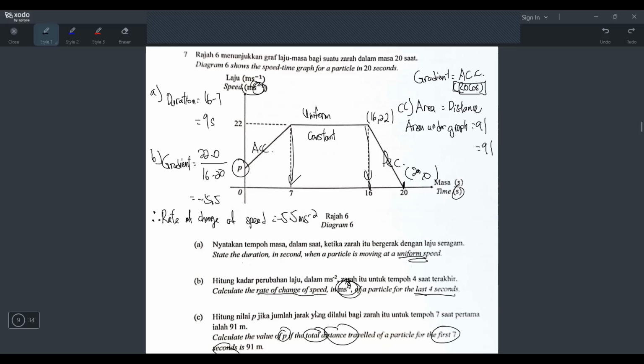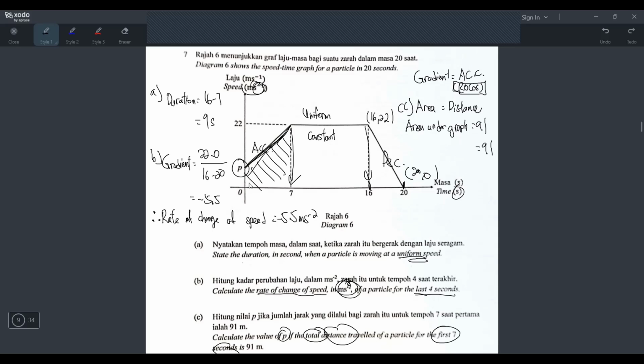Remember, in exams they always like to ask this. I mentioned this so many times, like in my trial state paper video. I always say, look, read the question. Sometimes they don't want the whole journey. For total distance, they want the first 7 seconds. So I'm only taking this line, the first 7 seconds, and I want the area under the graph. So I'm only taking this.